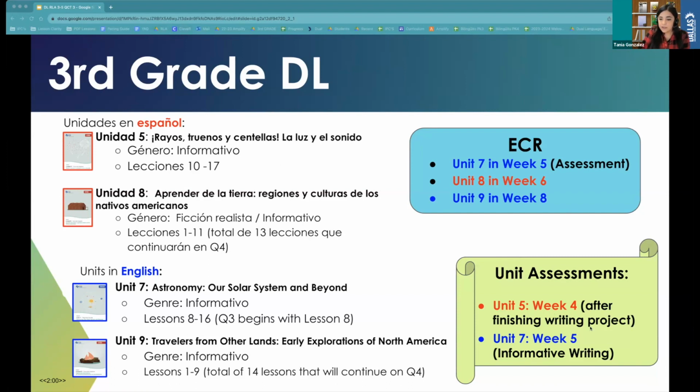Okay, so the unit assessment for Unit 7, we have Unit 7 assessment in week 5, which, like I said, will be the writing. It'll be the informative writing that you'll see. It won't be in online learning. It's just only a writing project. Okay, so just so you know.